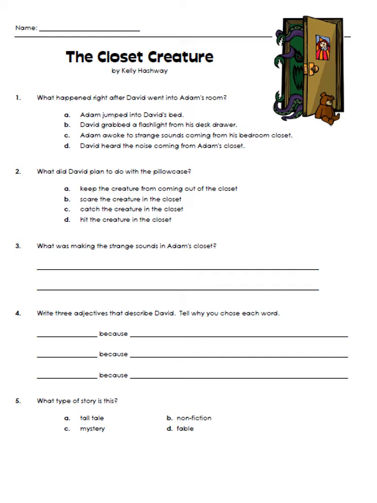Question 2. What did David plan to do with the pillowcase? A. Keep the creature from coming out of the closet. B. Scare the creature in the closet. C. Catch the creature in the closet. Or D. Hit the creature in the closet. Question 3. What was making the strange sounds in Adam's closet? Question 4. Write 3 adjectives that describe David. Tell why you chose each word. Question 5. What type of story is this? A. A tall tale. B. Non-fiction. C. Mystery. Or D. Fable.